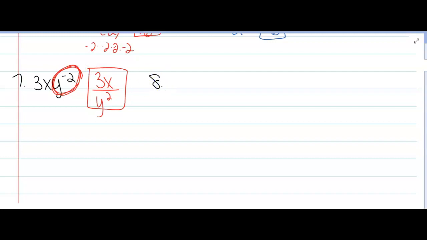Okay, number 8 says 3 over x y to the negative third. Remember, what we're looking for are the negative exponents. And once again, the negative exponent only applies to the base that's right underneath it. So the x is not included. So what happens here, if you didn't circle the 3, it means you're not going to move it. If you didn't circle the x, it means you're not going to move it. But I did circle the y. So the y is going to move from the denominator up to the numerator, and the negative 3 is going to become a positive 3.